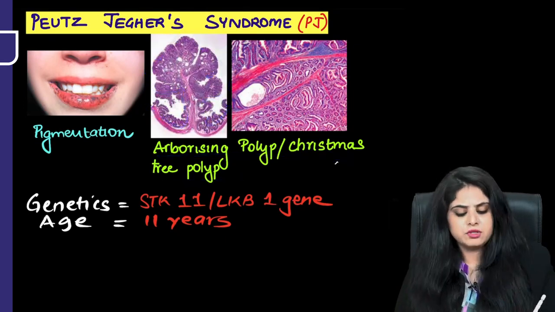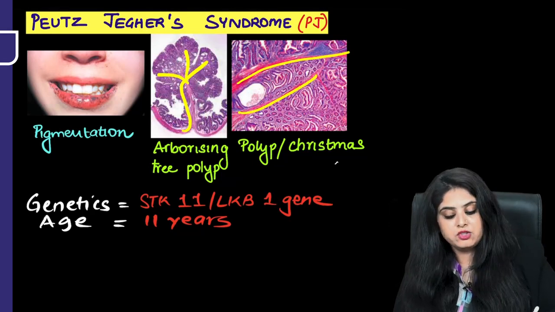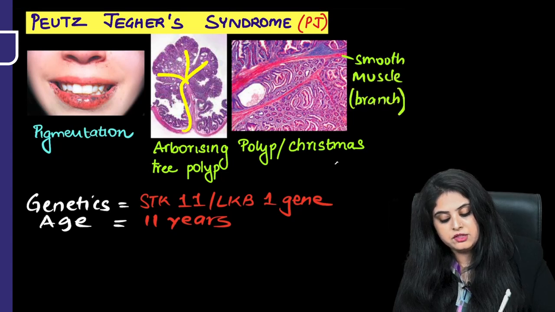A tree is made up of what? A tree is always because of its branches, backbone. So they ask you, who is the backbone? Who is the branches? Please note it is the smooth muscle. The smooth muscle is going to make the backbone, or I'll write it as branch so that you remember. So this is the Christmas tree polyp.